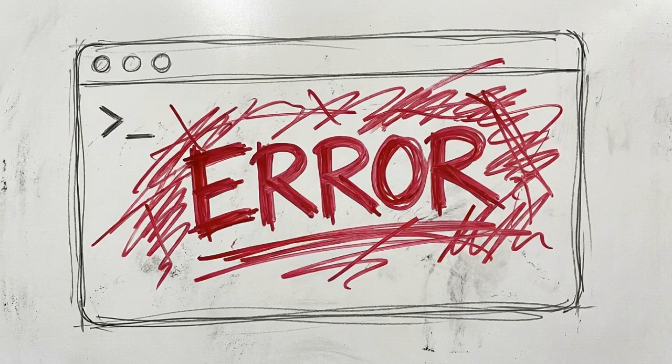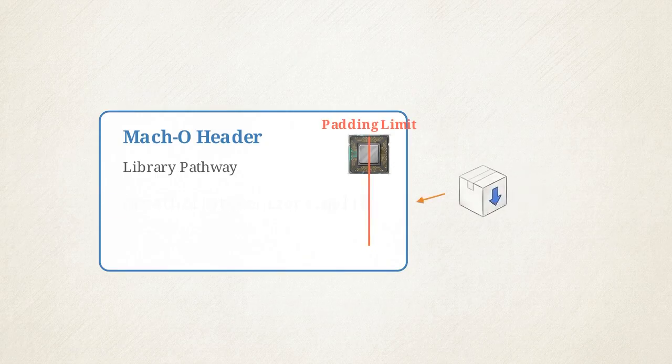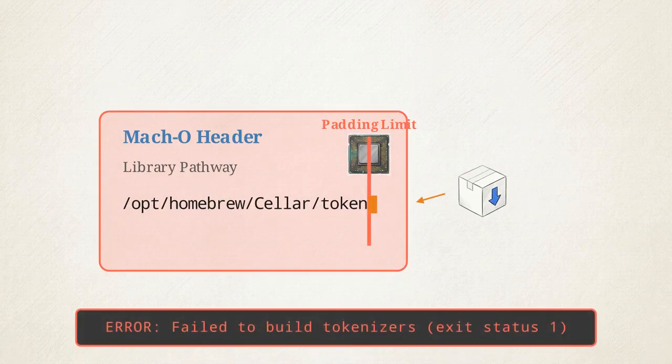During this installation, you may encounter a specific friction point. The process can hang indefinitely or crash abruptly, reporting a non-zero exit status during the pip tokenizers build phase. This diagram illustrates the technical root cause, a Mach-O header padding limitation inherent to Apple Silicon. Rust-compiled binaries lack sufficient header space. When Homebrew attempts to rewrite the dynamic library pathway to link the software correctly, the new string is simply too large to fit inside the unpadded binary header.